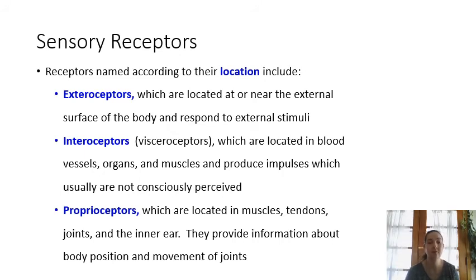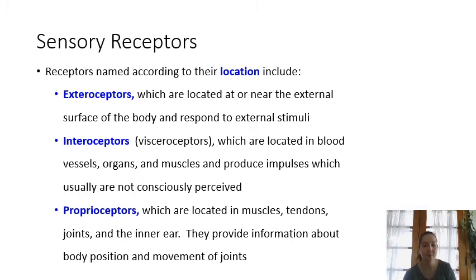Interoreceptors, also called visceroreceptors, are on the inside of your body. They send messages to your brain to tell you things like what your blood pressure is right now, what your internal temperature is, and what your muscles are doing in terms of digesting and moving food through. That is the kind of internal information that your body needs to know.